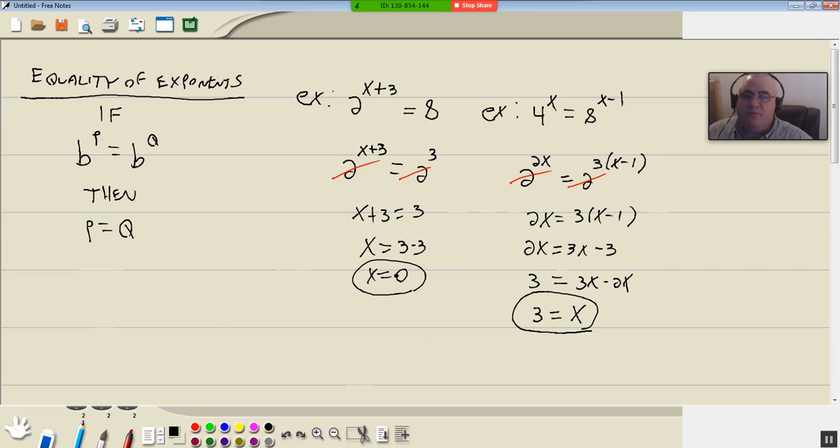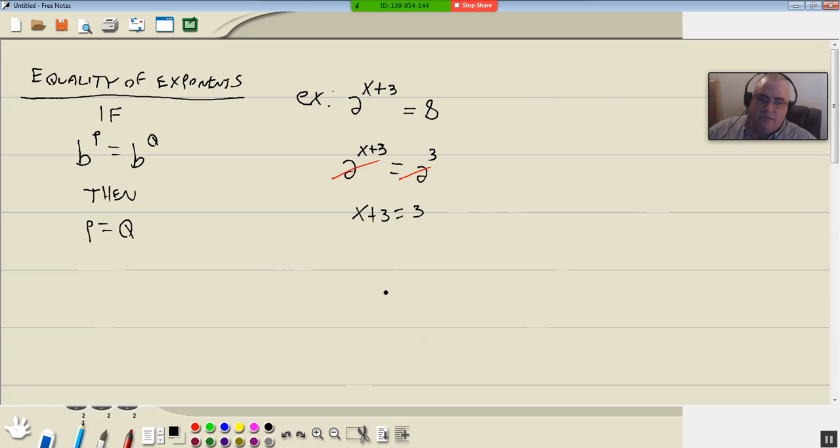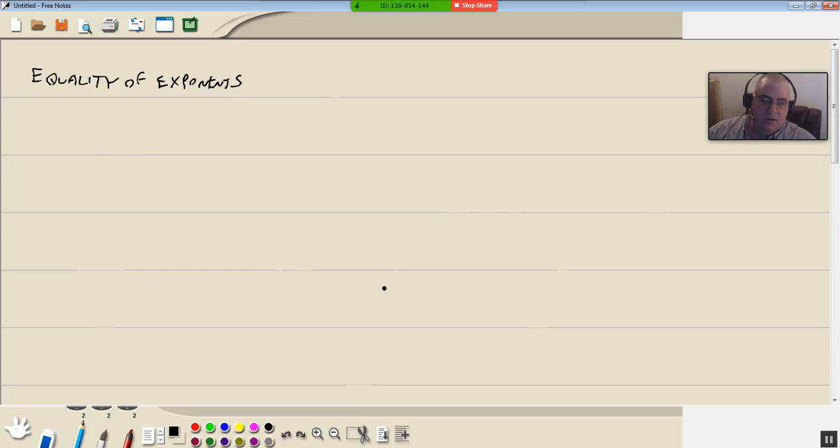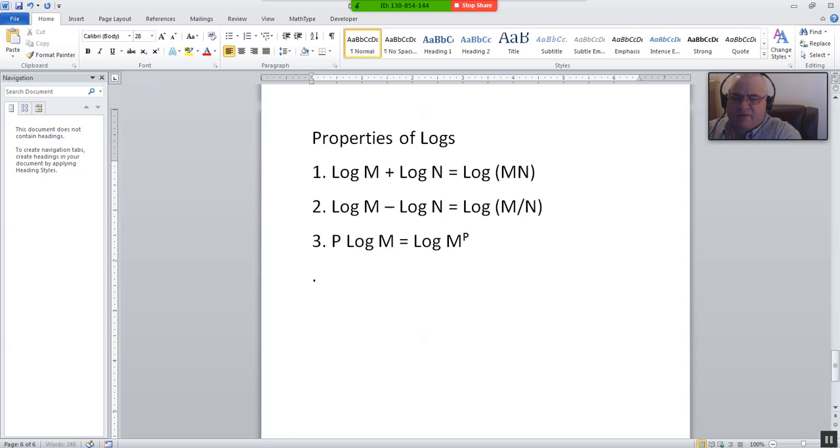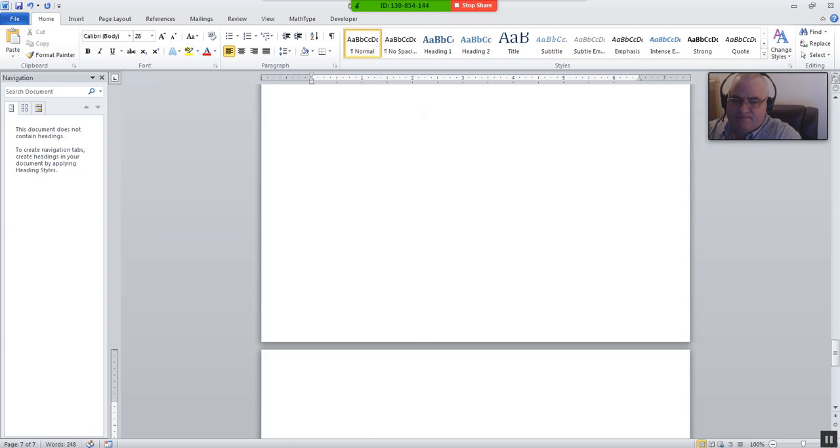Now that's the equality of exponents. But obviously that doesn't work all the time. For example, if I have 3 to the x is equal to 5, there is no way you're going to be able to rewrite 5 as 3 to a power. So we have a method for solving an exponential equation.